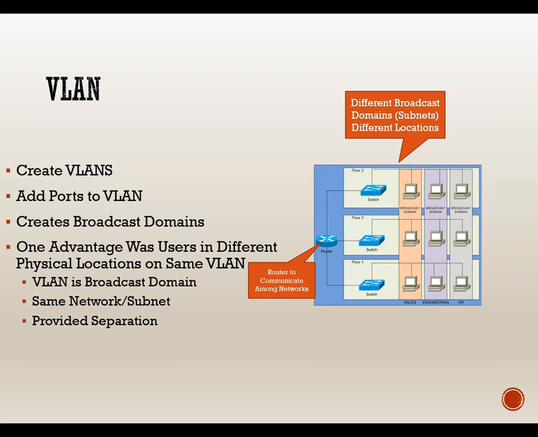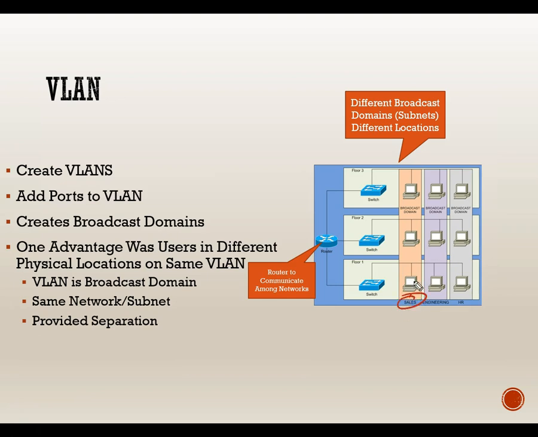And then one advantage was users in a different physical location can be on the same VLAN, the same network. And that's what this image is supposed to show here. We have the third floor, the second floor, and the first floor. Each of these individuals are in the sales VLAN. They're in the sales broadcast domain. So different broadcast domains, subnets in different physical locations. These could be on floors, these could be in buildings. Anything that we can connect together with Ethernet, we could do it that way.